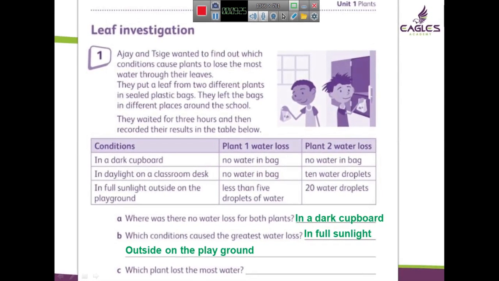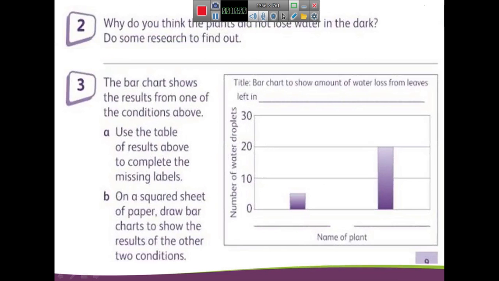Now let's move to question C. Which plant lost the most water? Which poor plant lost the most water? I think that plant 2. It lost 20 water droplets. Now, habibi, let's move to question number 2. So here, write plant 2. What to write? Write plant 2.